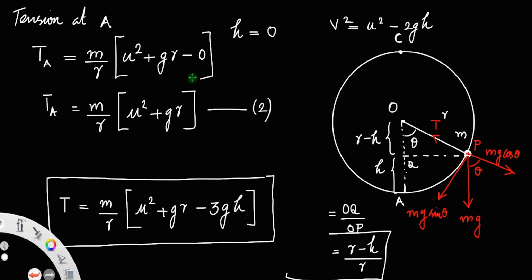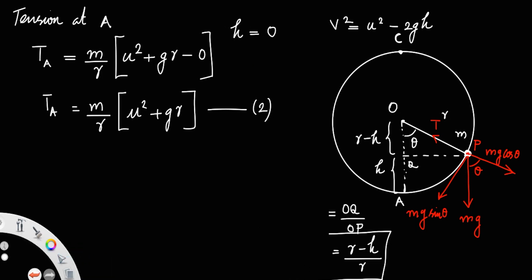Now what about the tension at the highest point? Tension at the highest point C. We have Tc is equal to m by r into u square.